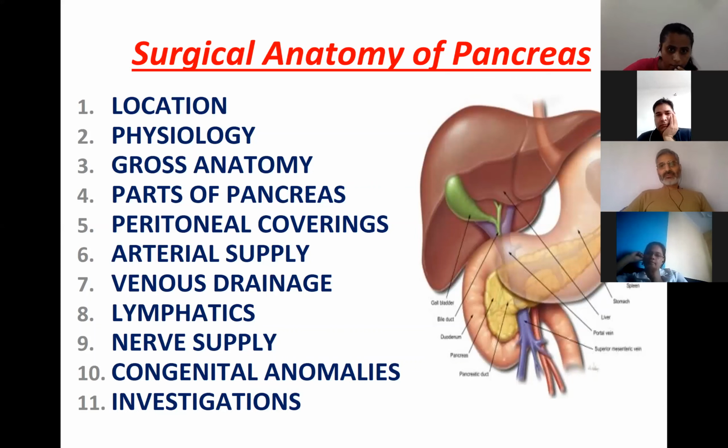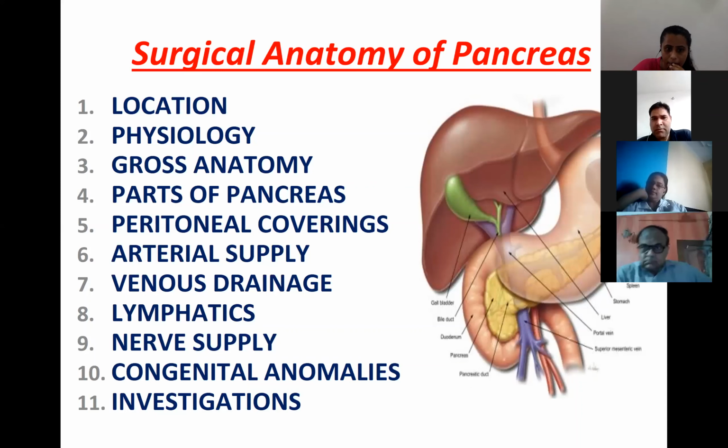Good afternoon, teachers and seniors. I'll be starting with surgical anatomy of the pancreas, and this will cover location, physiology, gross anatomy, parts of the pancreas, peritoneal coverings, arterial, venous, lymphatic and nerve supply, congenital anomalies, along with the embryology and investigations.